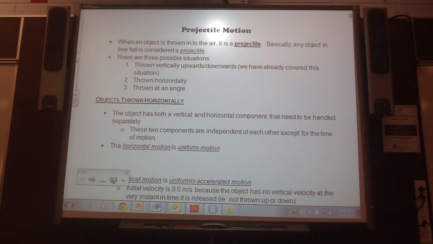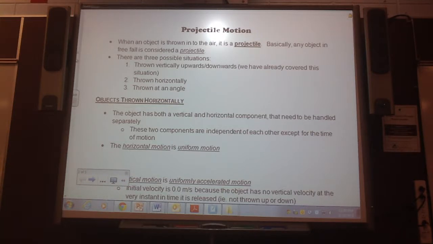So projectile motion. When an object is thrown into the air, it is a projectile. Basically, any object in free fall is considered a projectile. So there's three possible situations. Thrown vertically up and it comes down. We already did that. That's when we toss up a ball, it comes down.